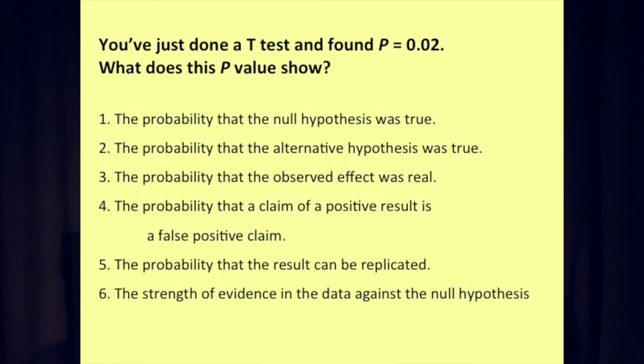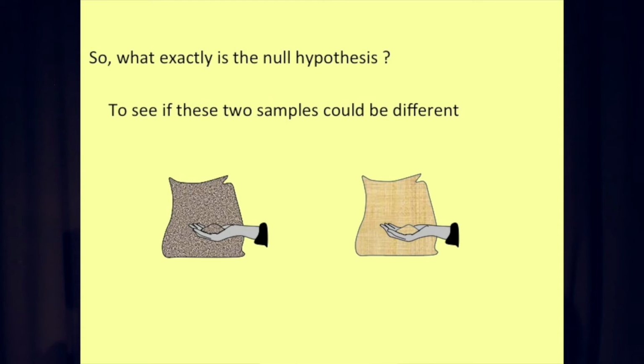And these are all possible explanations that were put in front of a statistical audience, and not many of them got the right answer. I'm not going to ask you to come up with the right answer. I'm going to go back to the basics and talk about what the null hypothesis exactly is. We've done an experiment. We've got a sample which we presume has come from a larger population.